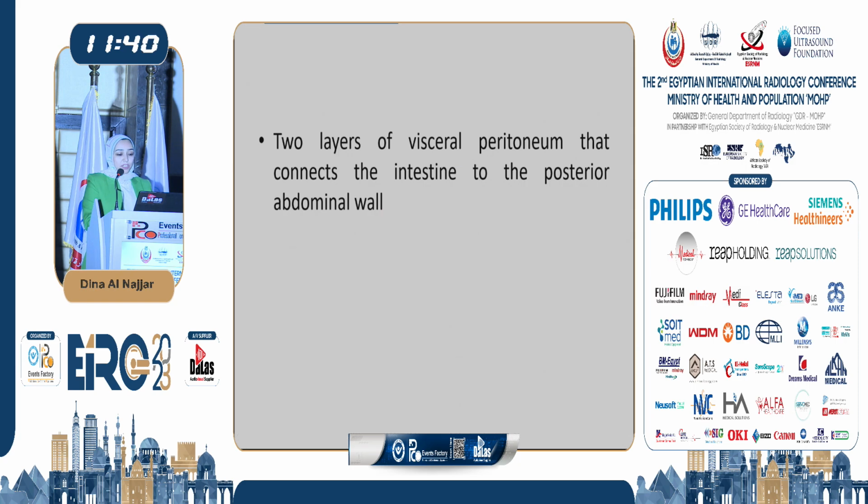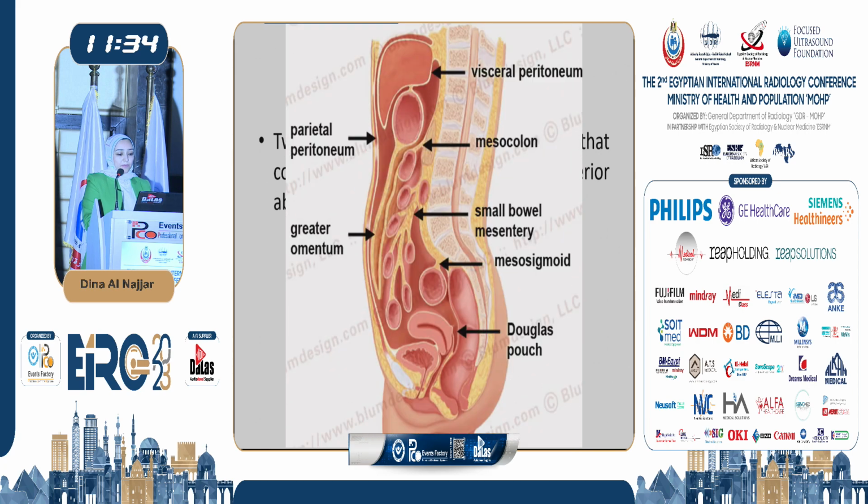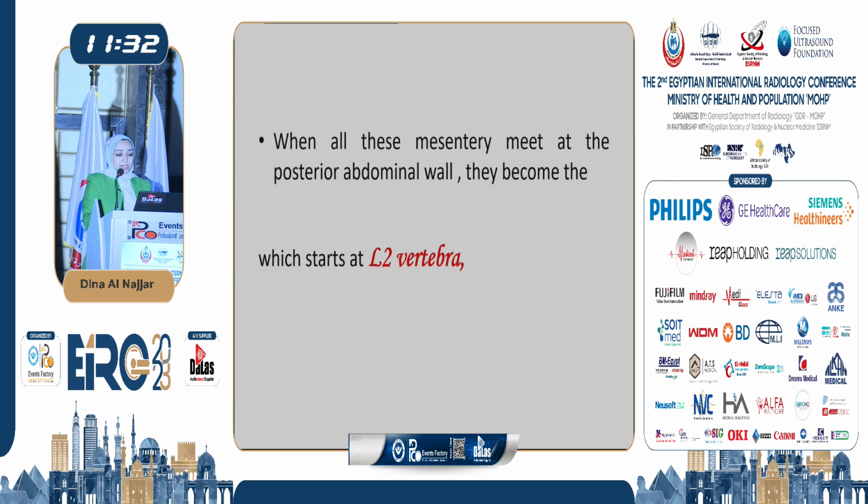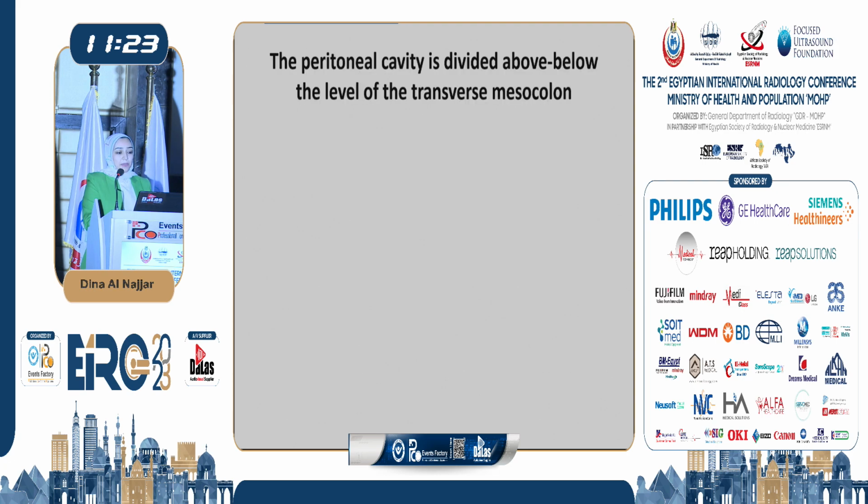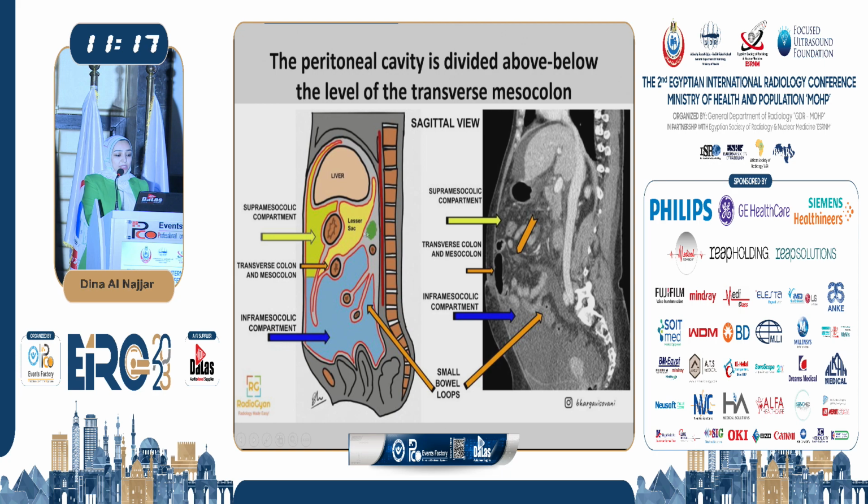The 2 layers of visceral peritoneum that connect the intestine to the posterior abdominal wall are the mesentery. When all these mesentery meet at the posterior abdominal wall, they become the root of the mesentery, which starts at the L2 vertebra. The peritoneal cavity is divided above and below the level of the transverse mesocolon. We have the supramesocolic space, the yellow compartment, and the inframesocolic space, which is the blue compartment.